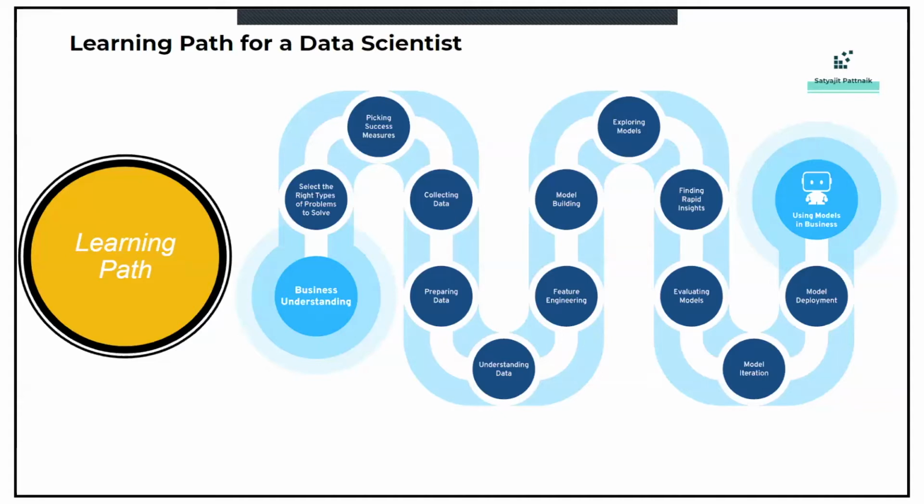When something goes wrong in production, if the accuracy deteriorates, you again come back to the feature engineering steps with new data, and again retrain the model and do re-feature engineering and all those things. Okay, this is going to be a very generic learning path for a data scientist.